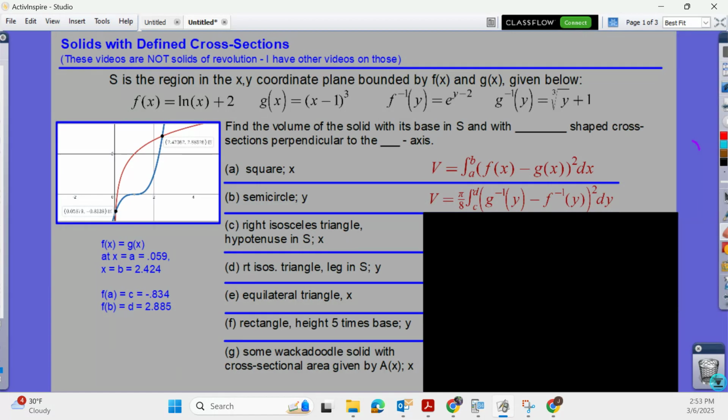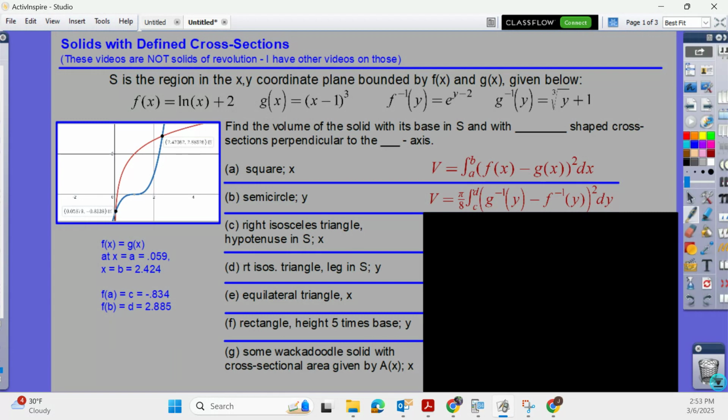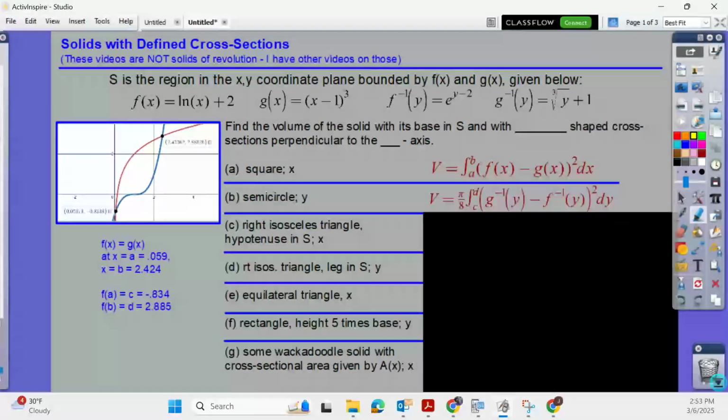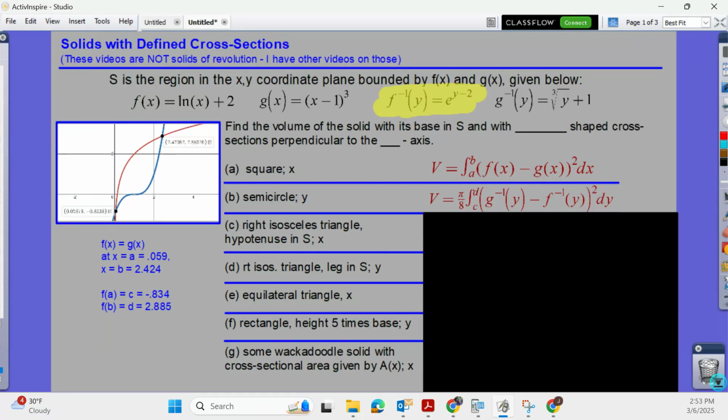So my functions are right here, right? f inverse is e to the y minus 2. I'm just going to put it in with x's. On the calculator, I only use x's for my variable. So I'm going to do y3, actually, I might make y3 be g, because that's the one on the right. So when we're going horizontally, we're taking the g curve minus the f curve, right?